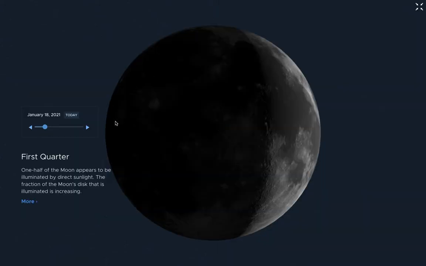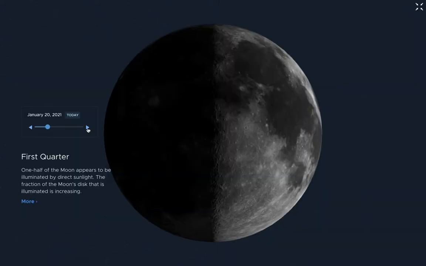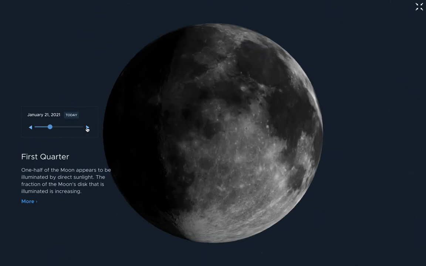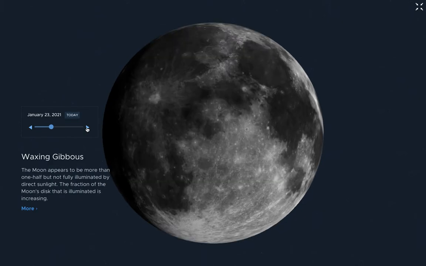Okay, so we keep going. So the 19th and the 20th, we're still in the first quarter. 21st, still in the first quarter. Now, 23rd, we're moving on to a waxing gibbous. The moon appears to be more than half illuminated. Okay, so we've gone away from it being half illuminated to more than half.